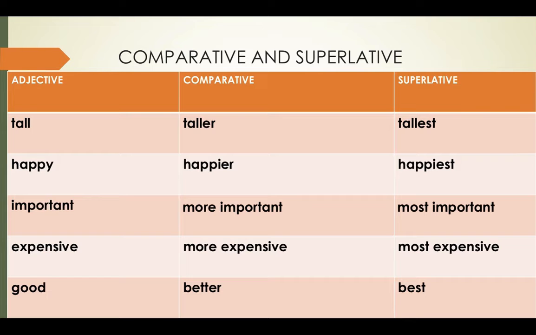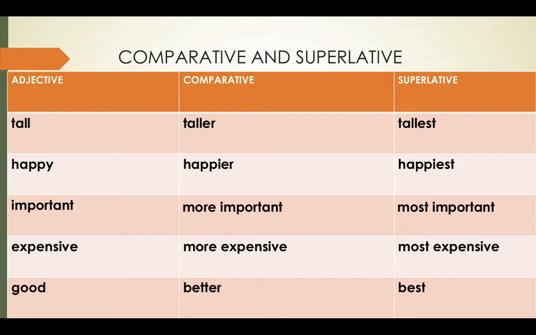For example, we have the adjective tall. Comparative: taller than. Superlative: the tallest. We can say, I am tall, but my brother is taller than me, but my father is the tallest one. So when we have a short adjective, we add er in comparative and est in superlative.